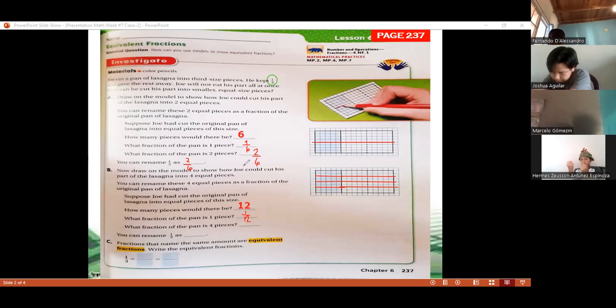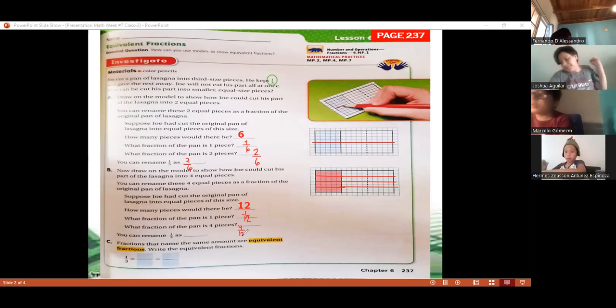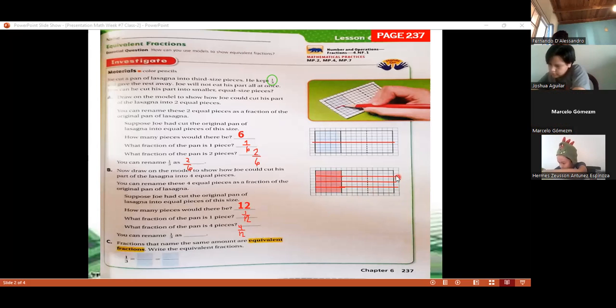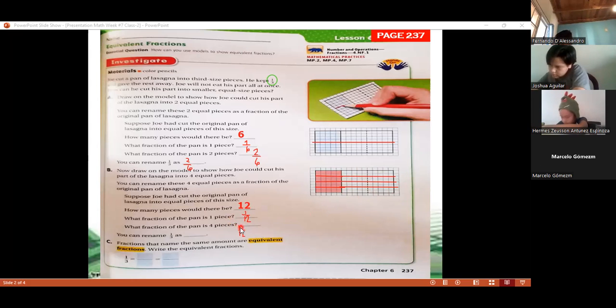What fraction of the pan is 4 pieces? 4 pieces means that I'm taking 1, 2, 3, 4, these 4 pieces. So the answer is 4 out of 12, because I'm taking 4 of the 12 parts. They are in red, but I have in total 12 parts. Okay, so you can rename 1 out of 3 as 4 out of 12 also.